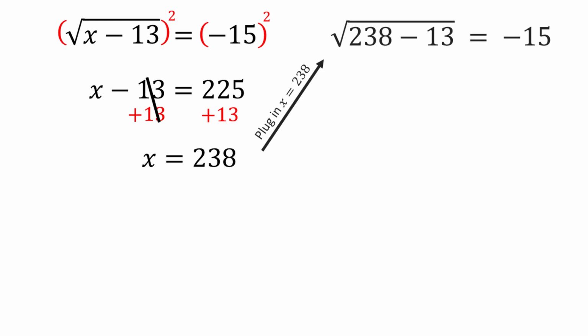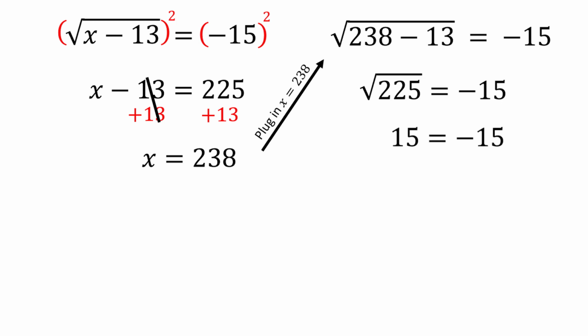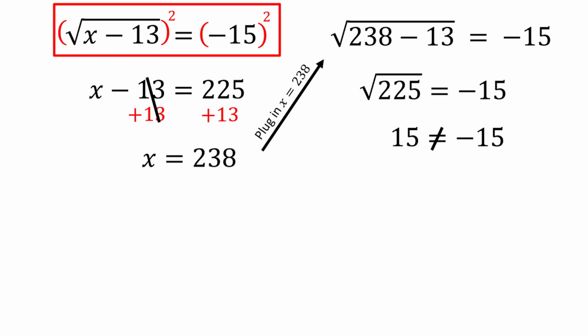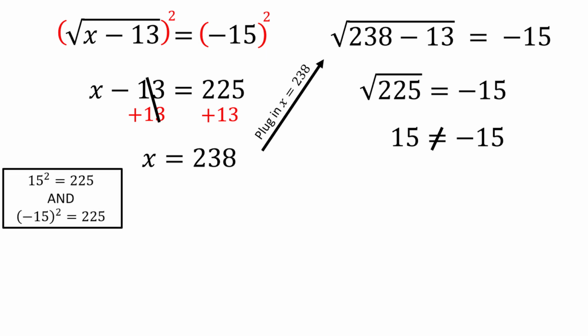Try plugging in 238 into our original equation. We get the square root of 238 minus 13, which is the square root of 225, which equals positive 15, not negative 15. So why didn't it work? Well, when we squared both sides of the equation to clear out this square root, there's actually an inherent assumption that whatever is on the other side of your equation is positive. Think about it. Both 15 squared and negative 15 squared equal 225.